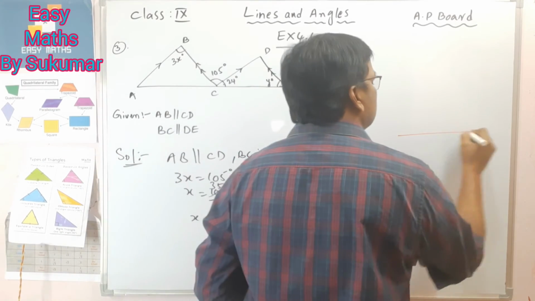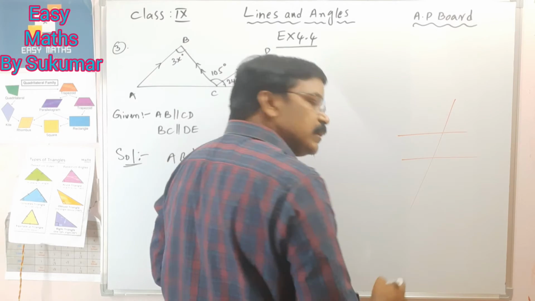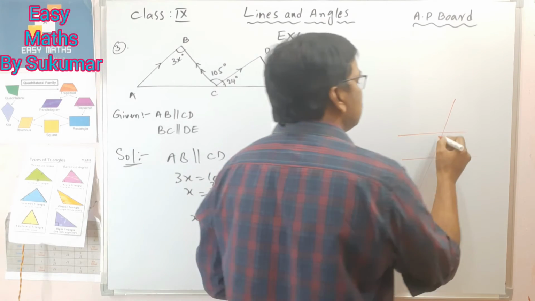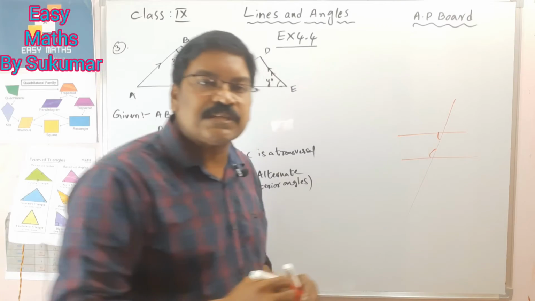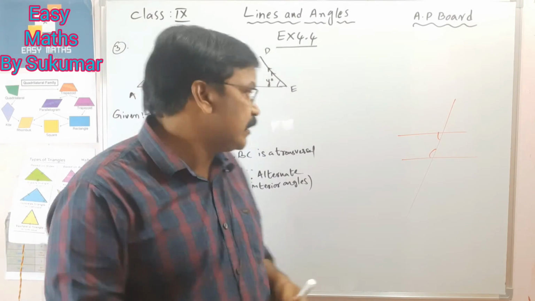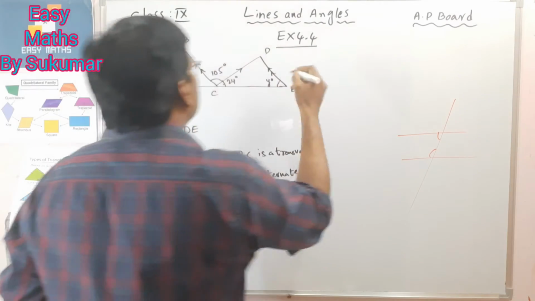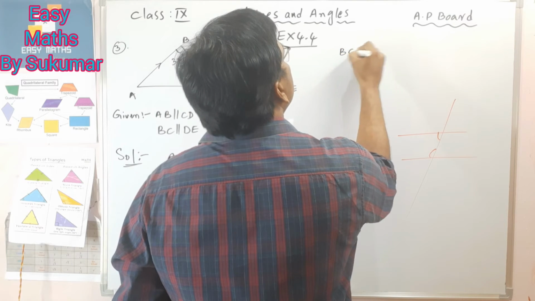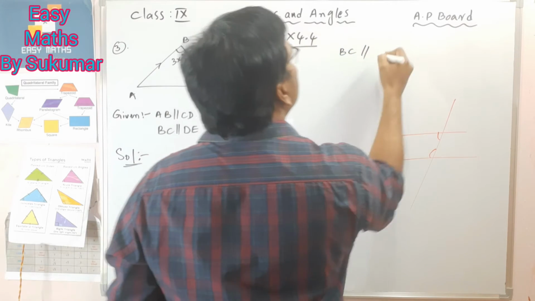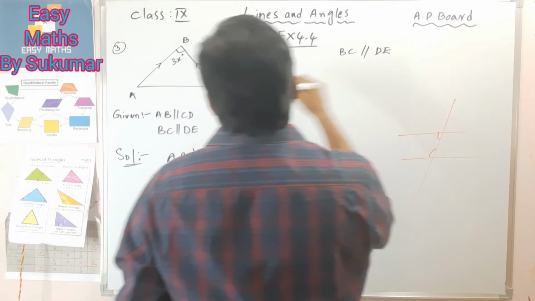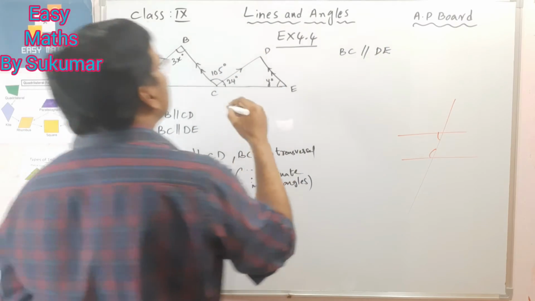Let me explain here. If two lines are parallel and intersected by a transversal, then the sum of the interior angles on the same side of the transversal are supplementary. So my dear students, here let me take BC is parallel to DE.